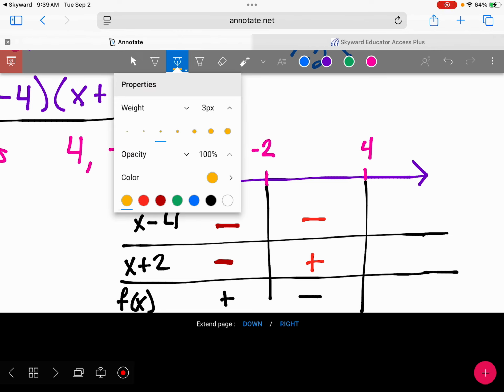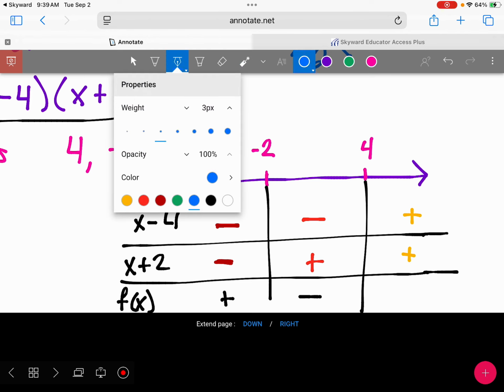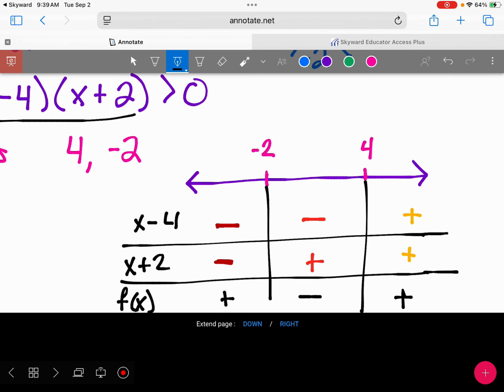And then we have bigger than 4. This is going to be positive or negative? Positive. And how about on this one? Positive. So a positive times a positive gives us a positive value.